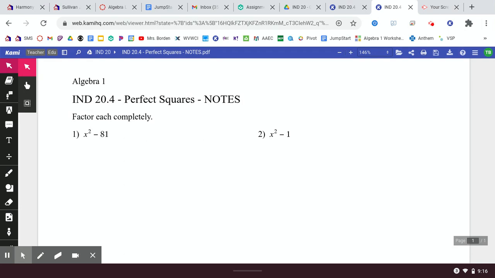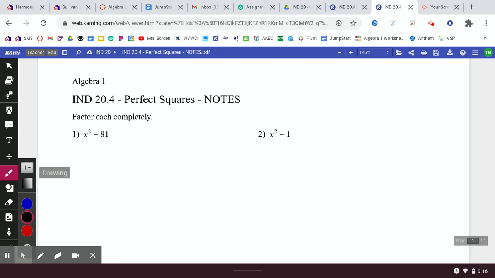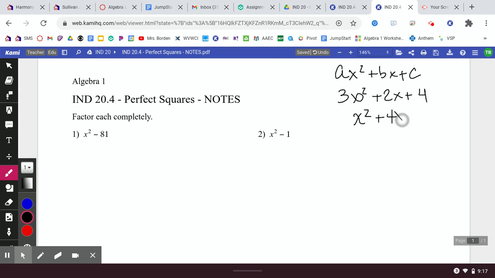So we're used to seeing quadratics, and what makes this a quadratic is the x squared, okay? But we're used to seeing quadratics with ax squared plus bx plus c. And what those look like with numbers in those places is something along the lines of 3x squared plus 2x plus 4. Or if there's not a number out front, we're used to just seeing x squared plus 4x plus 6. Okay, something along those lines.